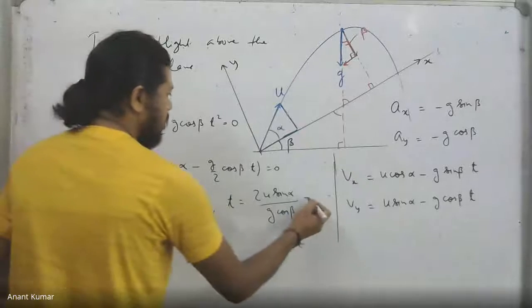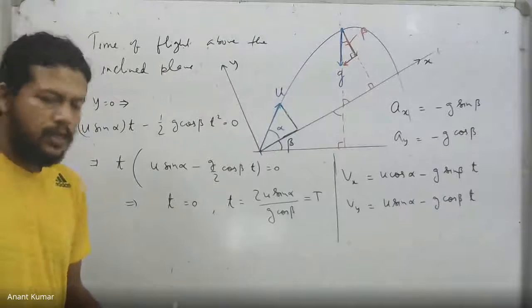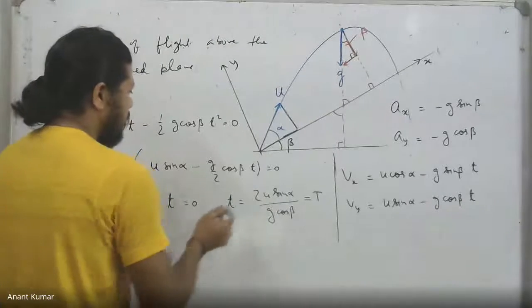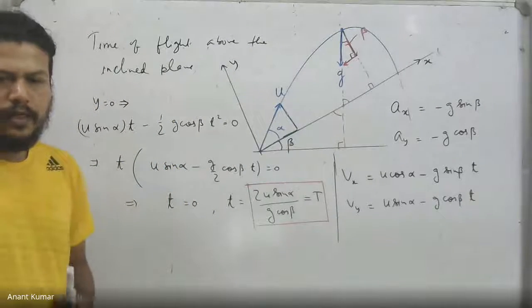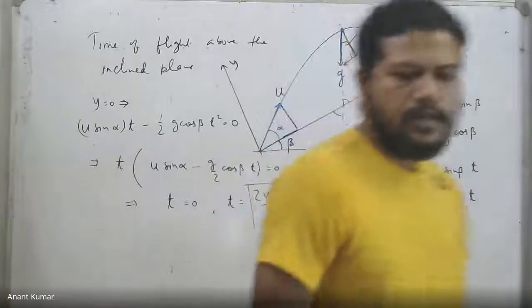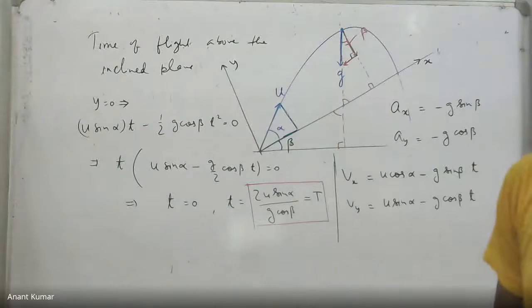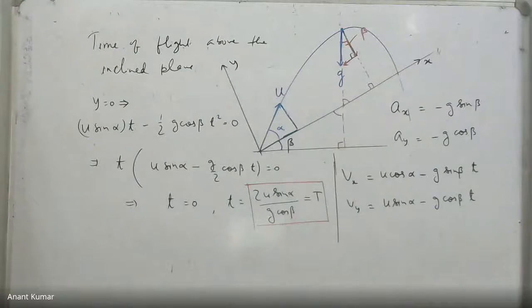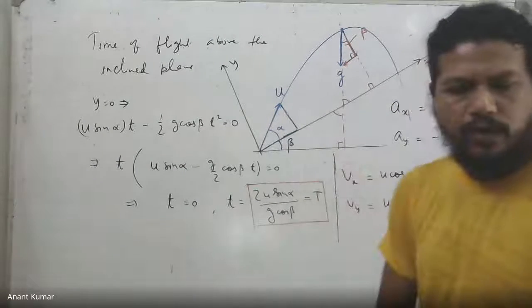This must therefore be the time of flight, which I notice is very similar to the formula of time of flight above the horizontal plane. The only difference is that we have replaced g with g cos beta. That's the only thing we have done in this case. Otherwise, it remains the same expression that we got earlier. Anyway, this becomes the time of flight, and once I know it, the range along the inclined surface can be obtained by putting this value of t and finding the x coordinate at that point of time, isn't it?